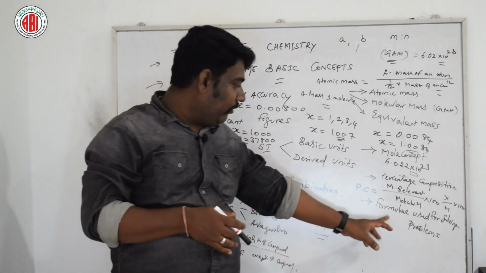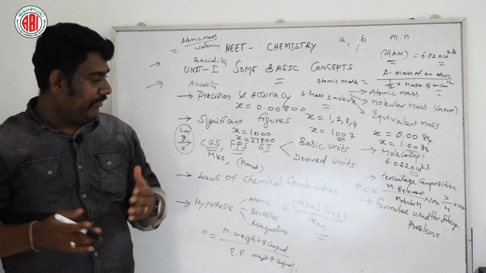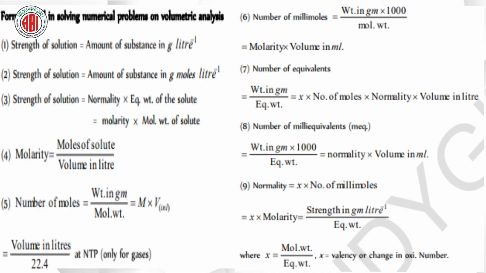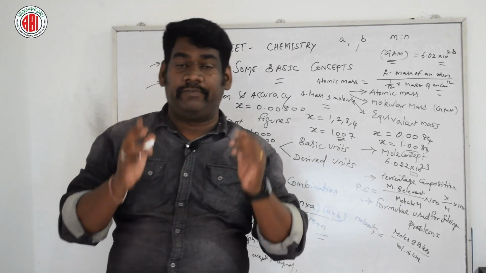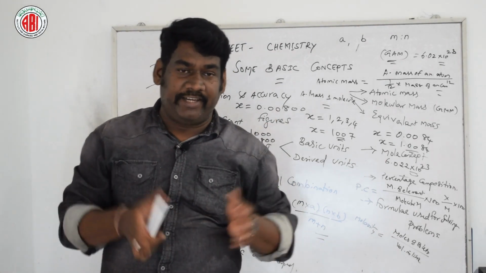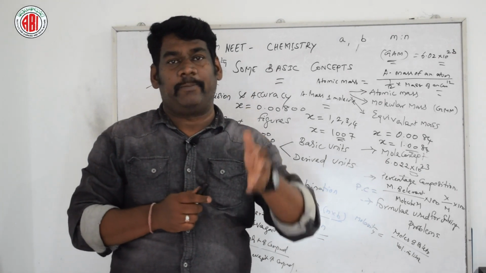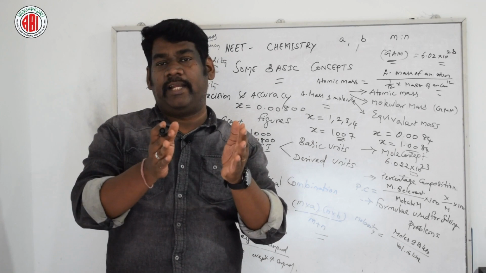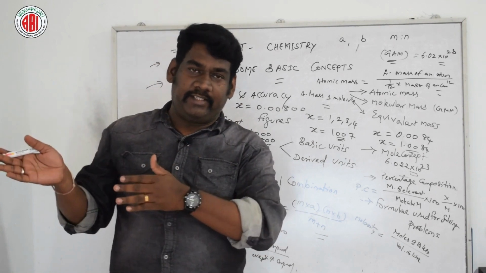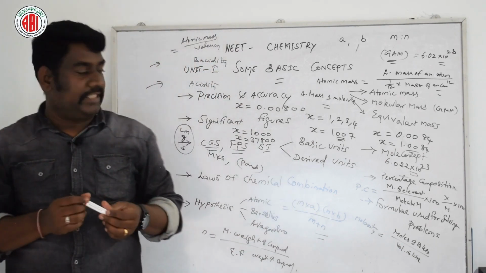Now let us discuss a few formulae used for solving numericals based on this chapter, some basic concepts. Here are a few formulae, we'll discuss one by one. Strength of the solution is the amount of substance given in gram per liter. Molarity is moles of solute by volume given in liter. Number of moles is equal to weight given in gram by molecular weight. This is the formula we use to find the number of moles. The number of millimoles is weight given in gram into 1000 by molecular weight, which is nothing but molarity into volume given in ml.